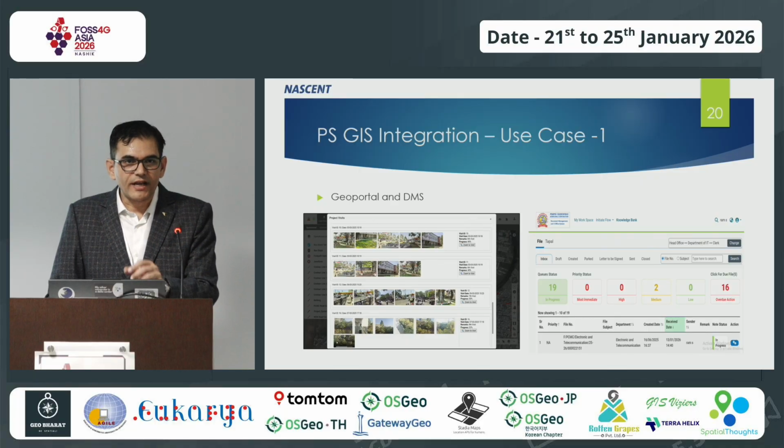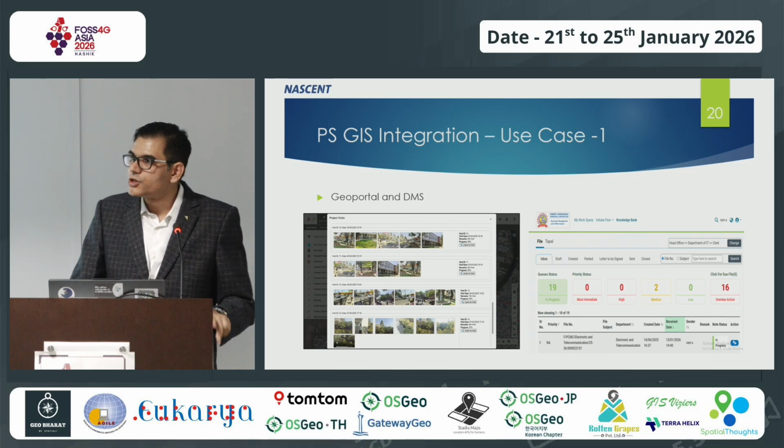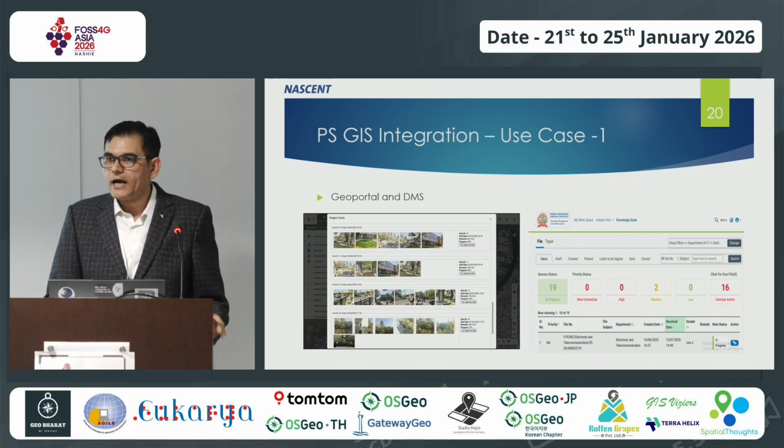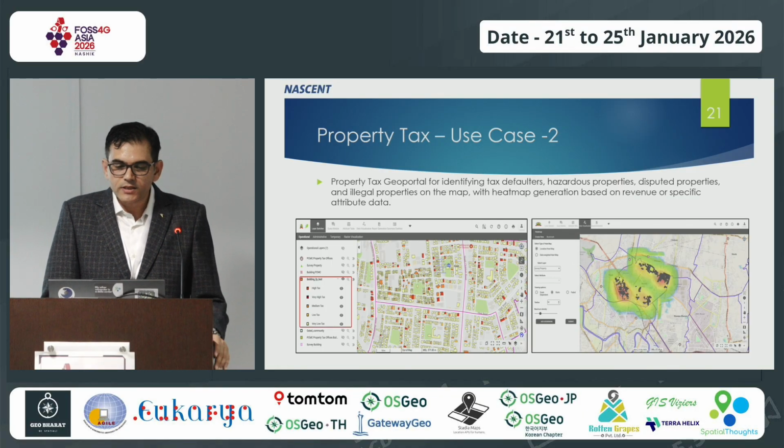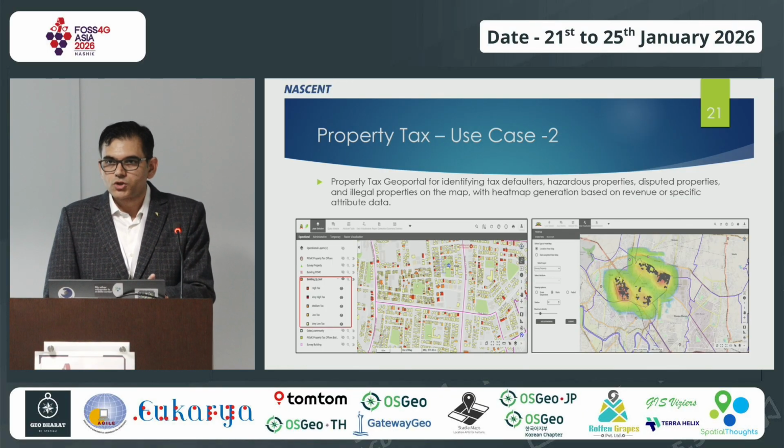Whenever the user saves and submits the record set from the field itself, all this information becomes visible on the geo portal. And this window is basically our DMS window, the document management system. So all the approvals, administrative approvals, can be done. So this use case.